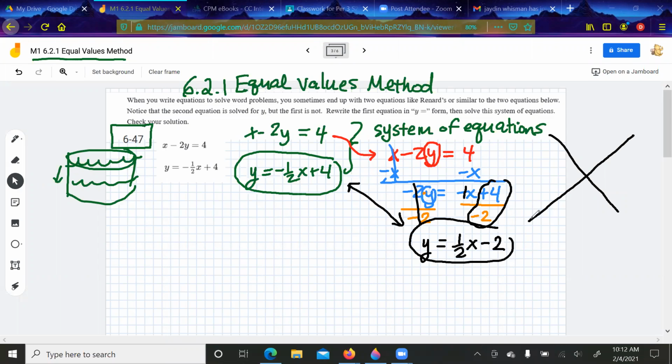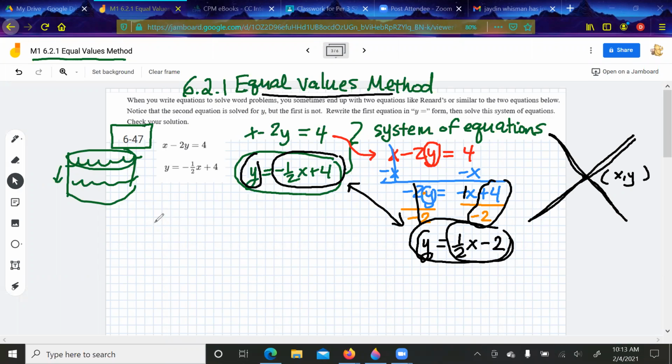So one pool is filling up because it's positive. The other pool is emptying because it's negative. And at some point, they're going to have the same amount of water. And that's what we want to find. At what point do they have the same amount of water? Well, since both of these are equal to y, it means we can set this right-hand side equal to this right-hand side, because that's what y equals, and this is what y equals. So these two should equal each other. That is called the equal values method.